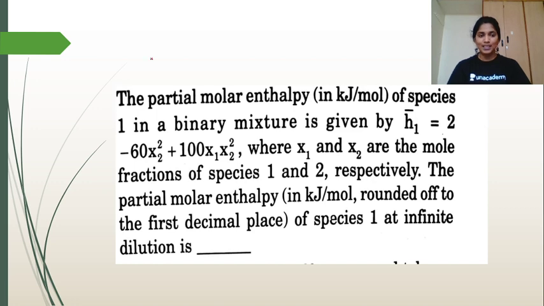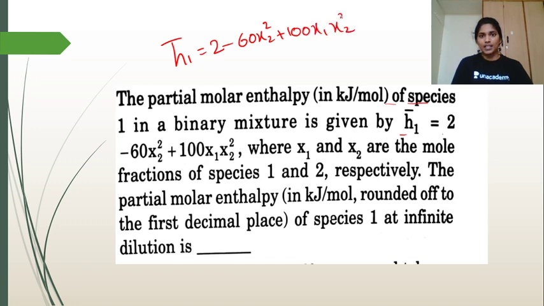Okay, yeah. So the partial molar enthalpy of species in a binary mixture is given by H1 bar. H1 bar is equal to 2 minus 60 x2 square plus 100 x1 x2 square. So partial molar property is represented as H bar. So what do you mean by partial property?